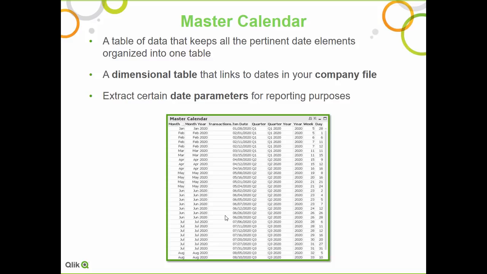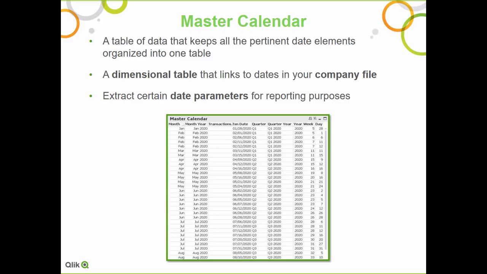The master calendar is a special type of table. It's a dimensional table that links the dates to your company file. So you might want to extract different date parameters and put them into a table format, and it'll show you all the field values for the different date parameters such as month, year, transaction date, quarter year, week, and day. These will be the date parameters that you might want to use in order to do some analysis. So the master calendar is very helpful for doing that.